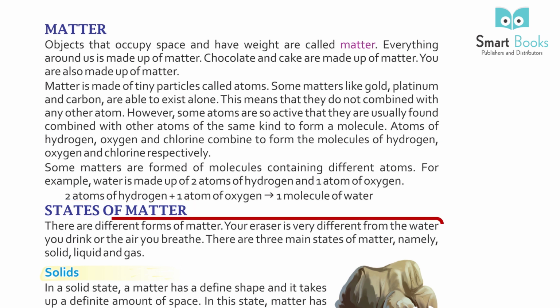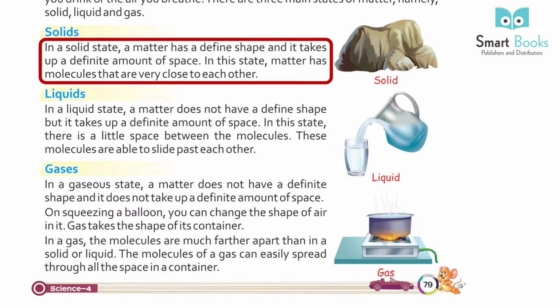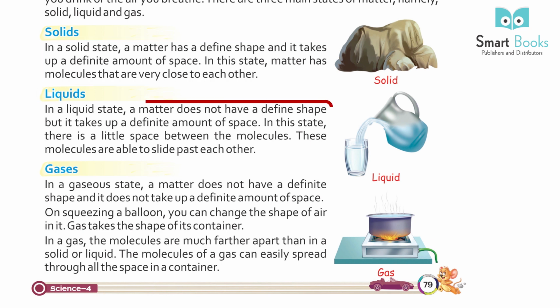States of matter. There are different forms of matter. Your eraser is very different from the water you drink or the air you breathe. There are three main states of matter, namely solid, liquid and gas. Solids: in the solid state, a matter has a defined shape and it takes up a definite amount of space. In this state, matter has molecules that are very close to each other. Liquids: in a liquid state, a matter does not have a defined shape, but it takes up a definite amount of space. In this state, there is a little space between the molecules. These molecules are able to slide past each other.